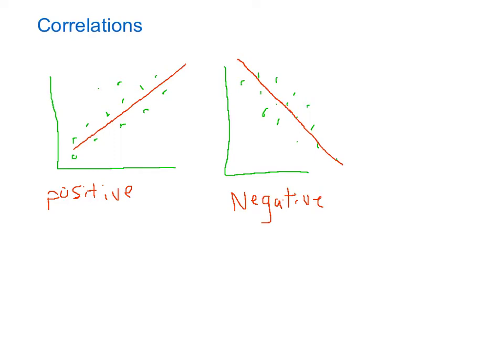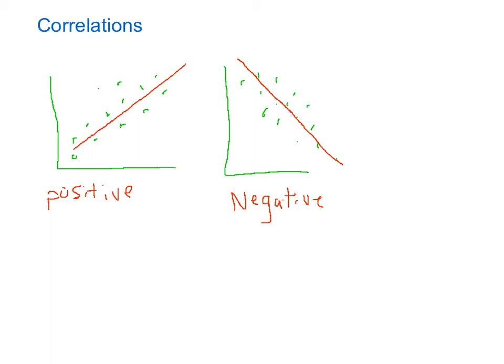An example of that might be, well, what that means is one thing increases, the other decreases. So an example of that could be, the more time you spend stretching, the less likely you are to get injured. So more time stretching, less injuries. As one increases, the other decreases. That would be an example of a negative trend.